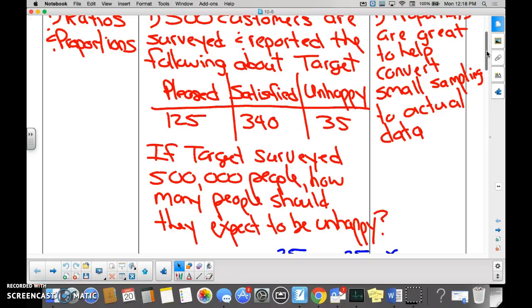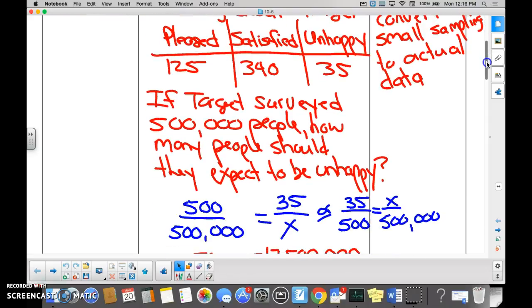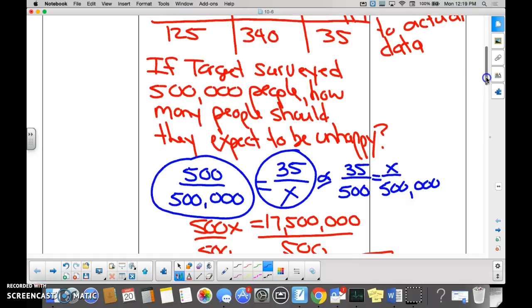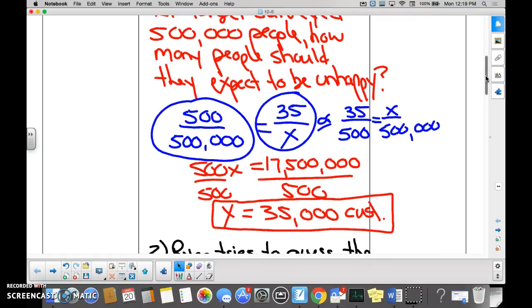Obviously, Target has more than 500 customers, so they wanted to know how many people in their area would be unhappy if they asked all 500,000 people the same question. So in doing the math, we had 500 compared to 500,000, and we had 35 unhappy compared to X unhappy. We did our cross products down below, and we found out that about 35,000 customers would be unhappy out of 500,000.